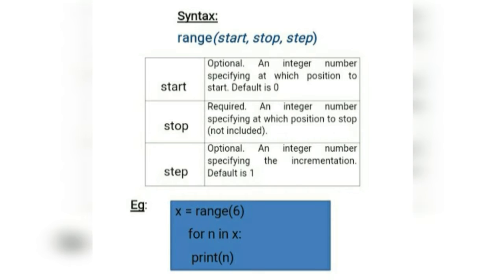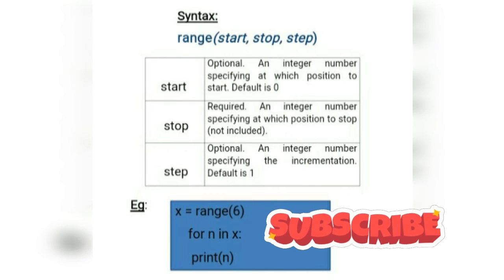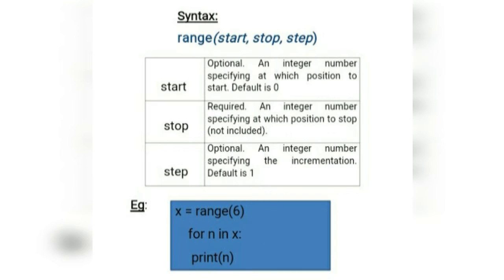Then step, which is also optional, is an integer number specifying the incrementation. By default it is 1. That means whatever the increment is going to be, it is specified in step. Suppose I want to increment the range by 2, then I will specify step as 2. By default, if you don't specify, it will increment by 1. In this, 2 parameters are optional while 1 is required, which is stop.